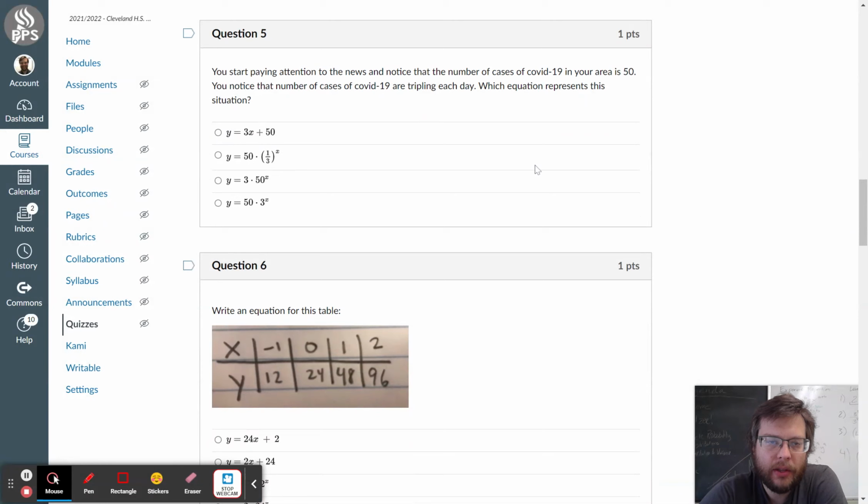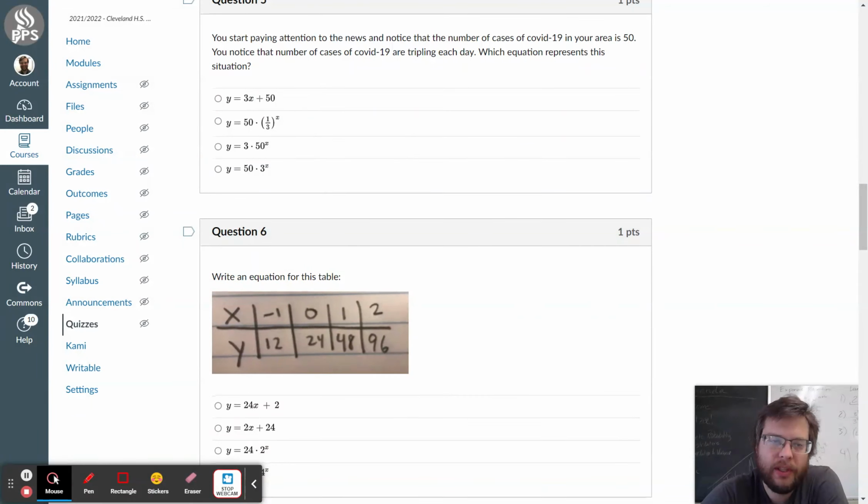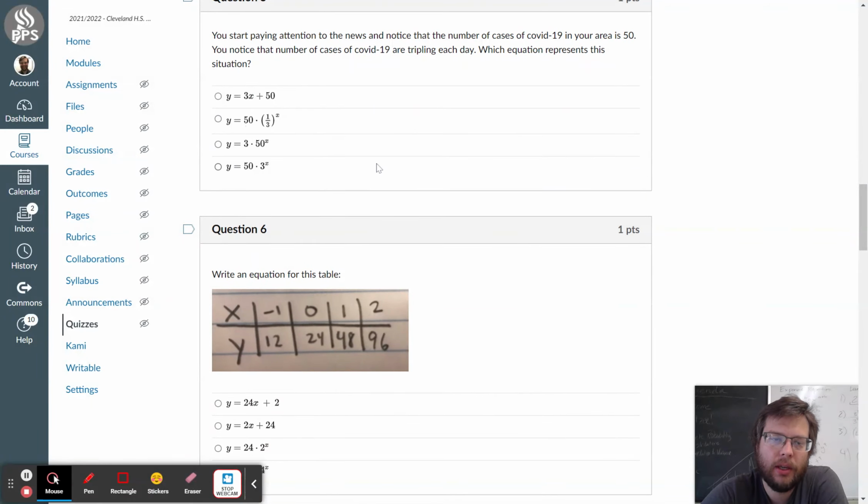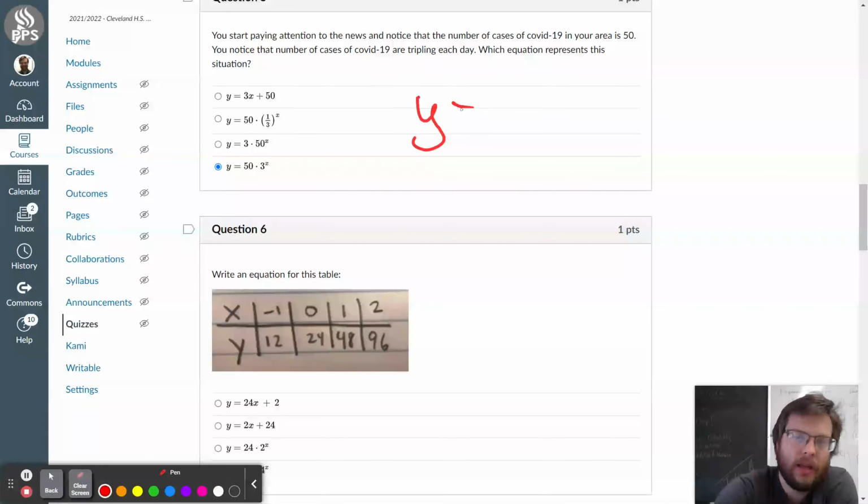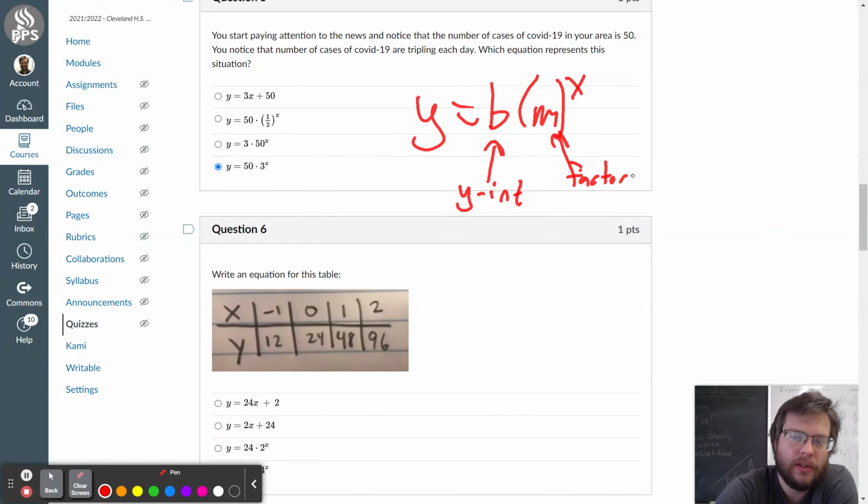Number 5, you start paying attention to the news and notice that the number of COVID cases is 50, and it's tripling each day. So I'm looking for a 50 times 3 over and over again. That is this last one right here. Remember, our formula that we have talked about many times in this unit is b times m to the x. And so this is your beginning number, your y-intercept, and this is your multiplier. You could also call it your factor. And so if you notice, this is saying you started with 50 cases and multiplied it by 3 every day.